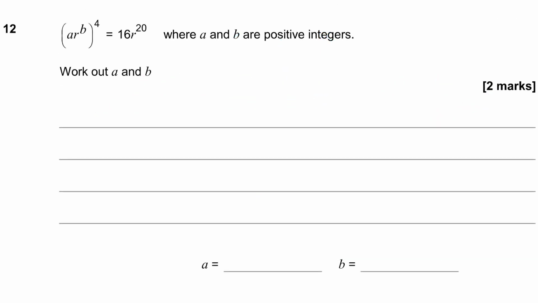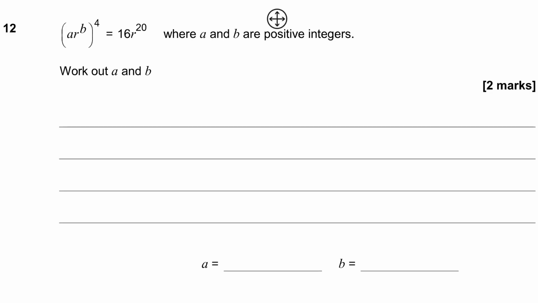Question 12. a r to the power of b, all raised to the power of 4, is equal to 16 r to the power of 20, where a and b are positive integers. Work out a and b. Okay, well, I've got an index of an index here, so when I apply it over a bracket like that, everything inside the bracket is going to get raised to the power of 4. So a raised to the power of 4 is a to the power of 4.